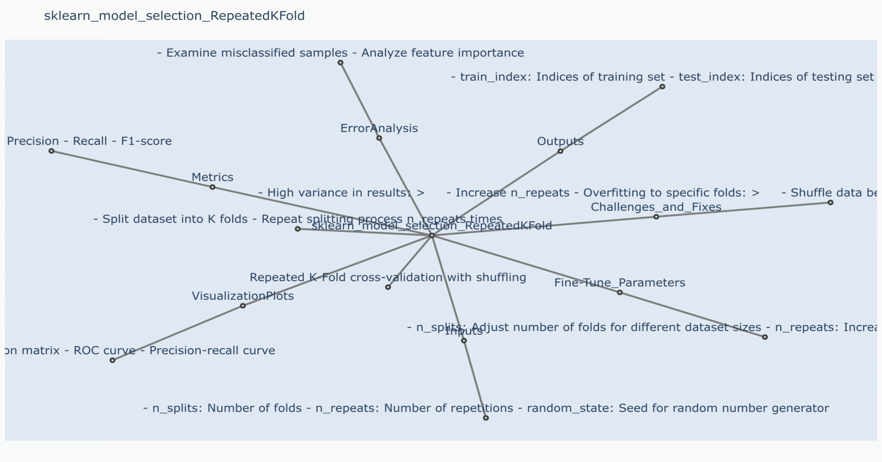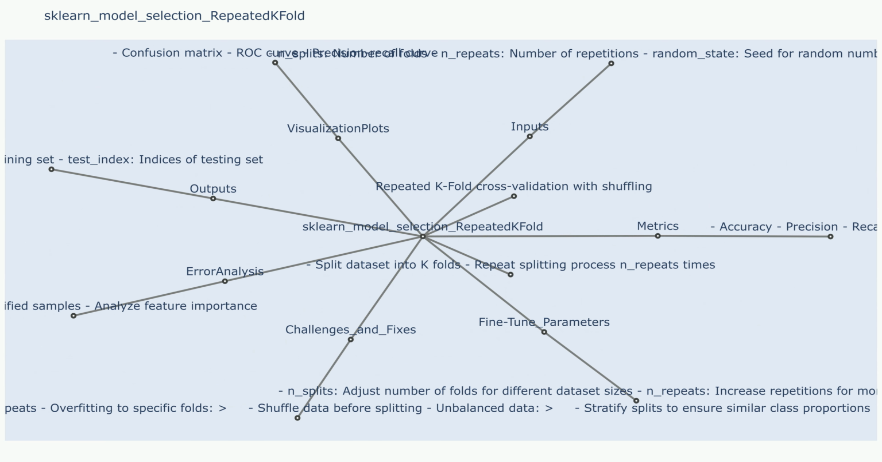Challenge 2. Limited data availability when the dataset is small. Repeated K-fold may result in very small training sets for certain folds. Sample use case that resulted in challenge 2: a small dataset with only a few hundred samples.